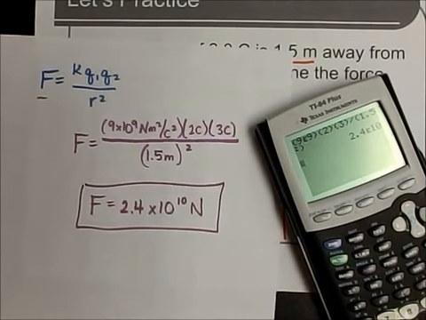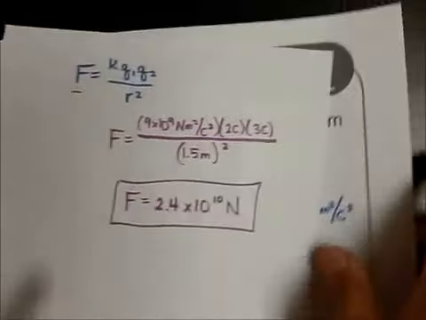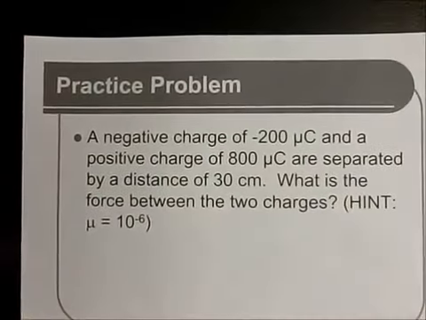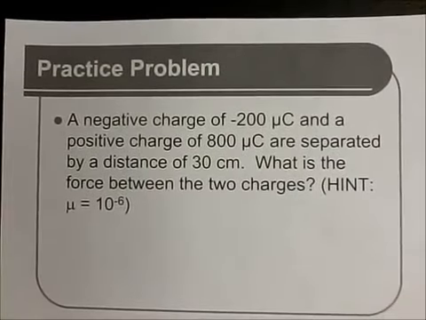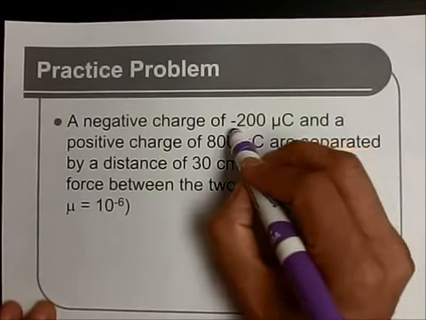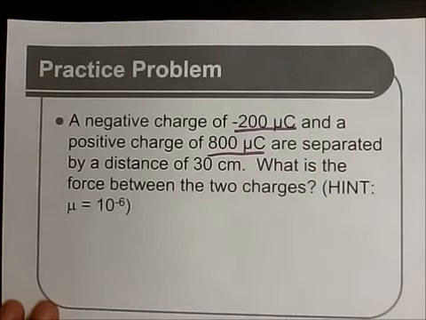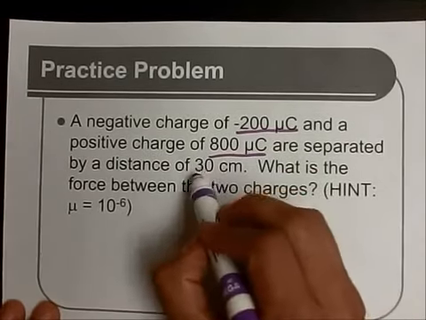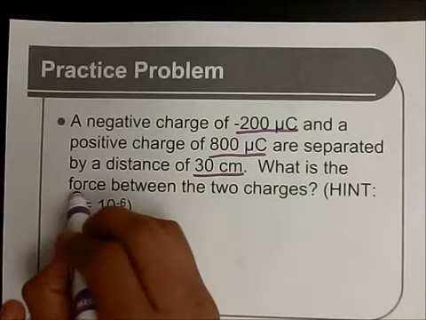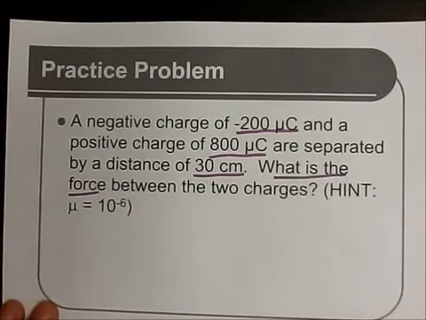Okay, let's try another one. So the next problem that we have to try is this one. And again, we're looking at the force between the objects. So we can go ahead and do this problem as well. So we have a negative charge of 200 microcoulombs and a positive charge of 800 microcoulombs, and they're separated by a distance of 30 centimeters. And we want to know what is the force between the two objects.